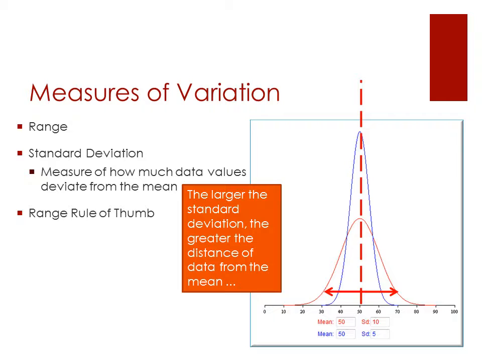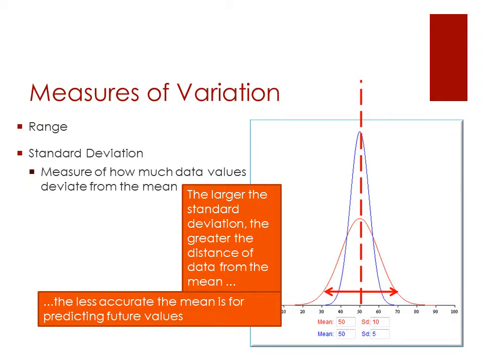Now, keep in mind, the larger the standard deviation, the greater the distance of the data from the mean. So here we can see with the red distribution, with a standard deviation of 10 and a mean of 50, we can see that the mean, marked here in the dotted red line, there's quite a spread of data values around the mean. Notice that that is different from the blue distribution, which also has a mean of 50, but has a standard deviation of 5. So, the larger our standard deviation, and thus the wider the spread of the data around the mean, the less accurate our mean is for predicting future values.